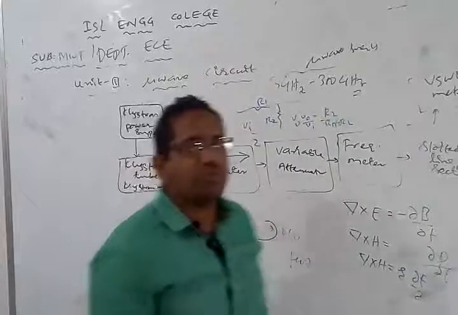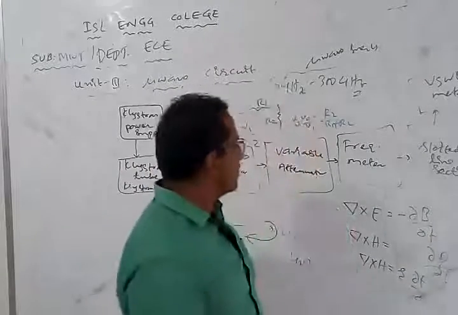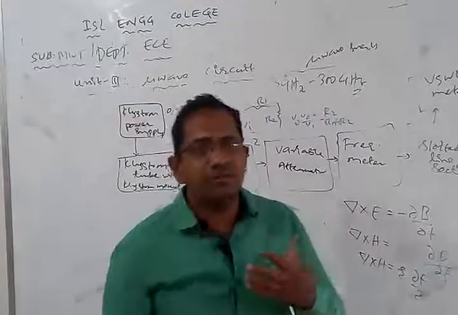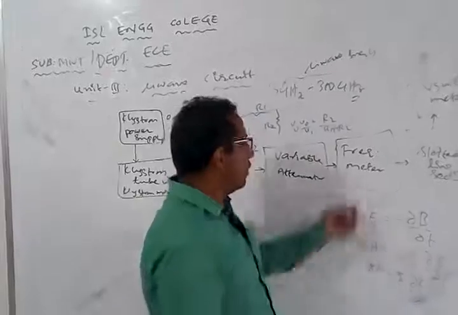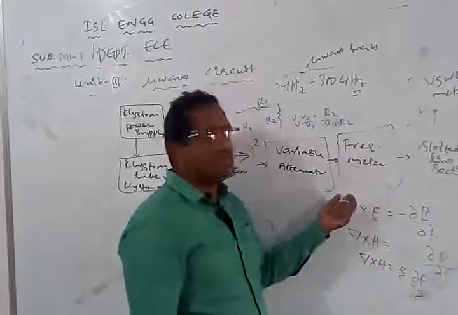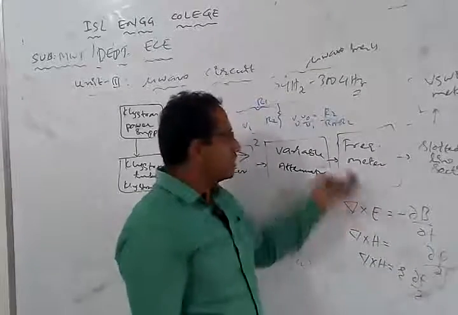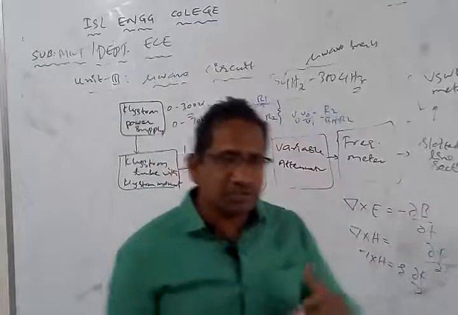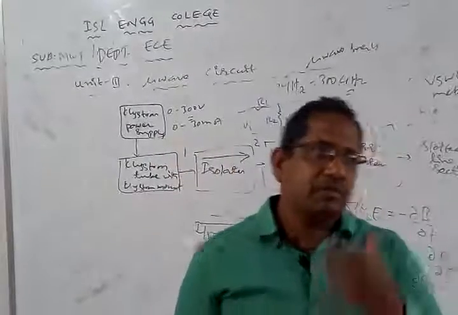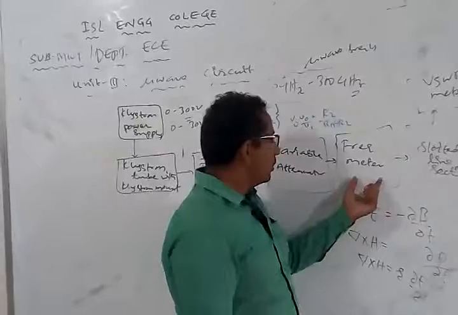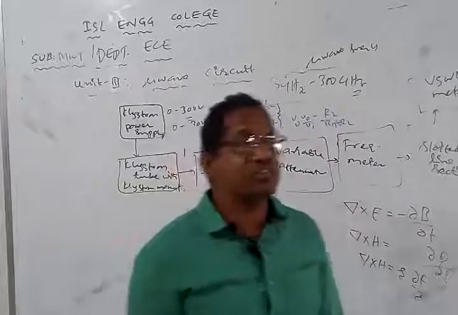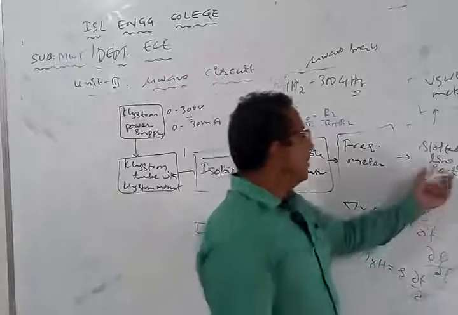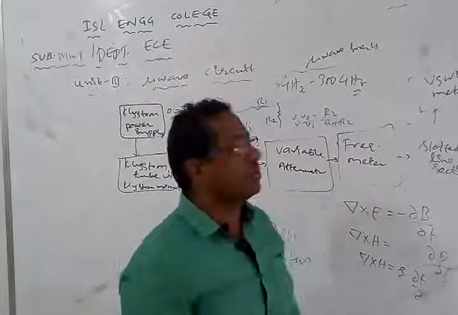The next one is the frequency meter. This frequency meter is normally used to set the frequency that you want to transmit to the transmitting antenna. So we set the frequency from this frequency meter, and we also measure the frequency that is being transmitted through the waveguide. That is why we use a frequency meter. The next one is the slotted section. The slotted section is normally used to change the wavelength of the signal that we are going to transmit.